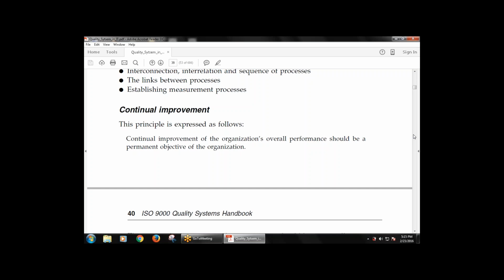It is used for the organization's overall performance. That should be a permanent objective of the organization. Whatever the permanent objective of the organization is must be carried out and must be used for the overall performance.